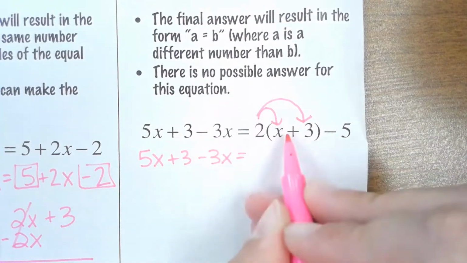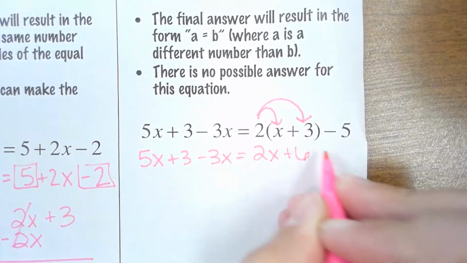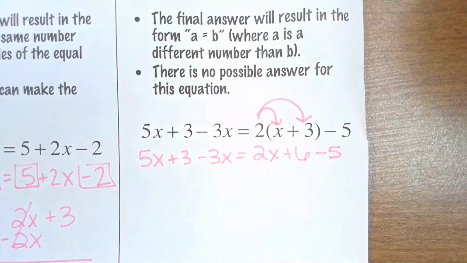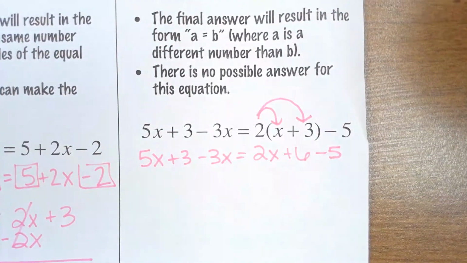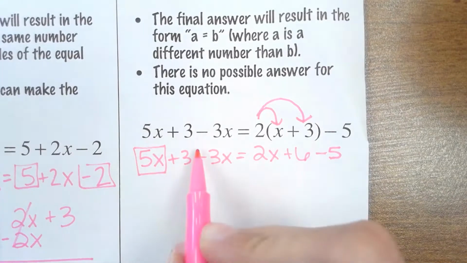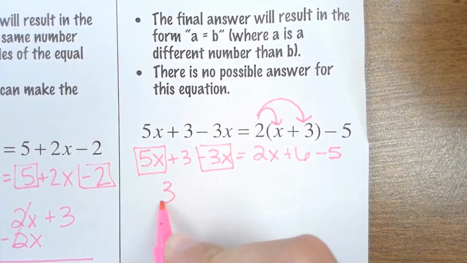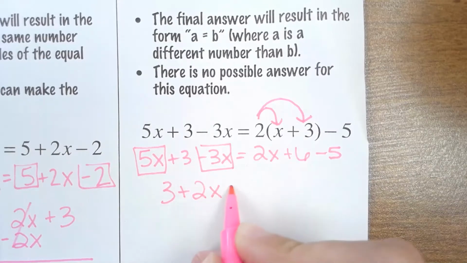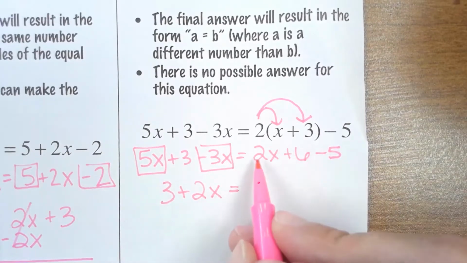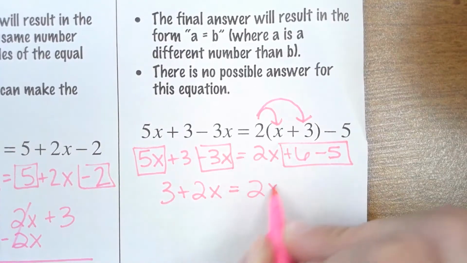So 2 times x is 2x. 2 times 3 is 6, and then we still have a minus 5. Now I can start combining my like terms, so I see a 5x and a negative 3x. So 5x minus 3x is a 2x. And then over here, I can combine my 6 minus my 5, and that will give me 1.